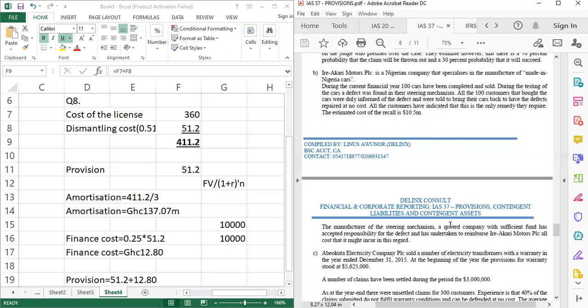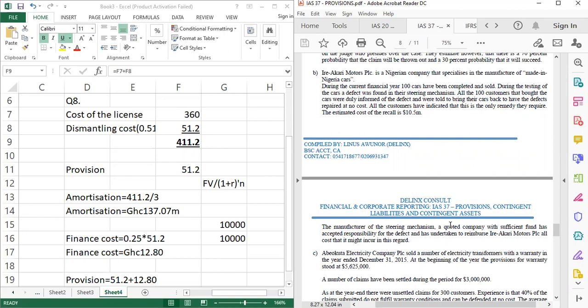Okay. The company has admitted that the cars are what? Defective, isn't it? Yes. And the customers have also confirmed that the cars are what? Defective. Faulty. They have a problem with the steering mechanism. It is possible that 100 of the customers will bring their cars for what? Repairs, because they will be having problems with the steering. And since there is no cost to them, they will surely bring it.